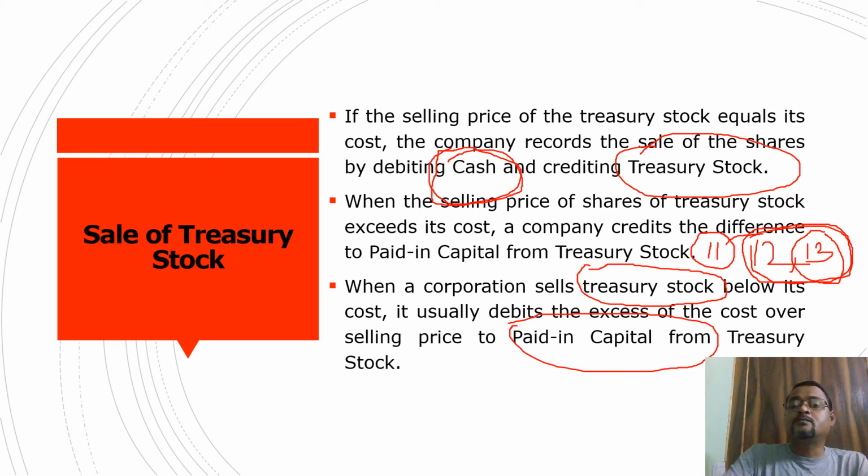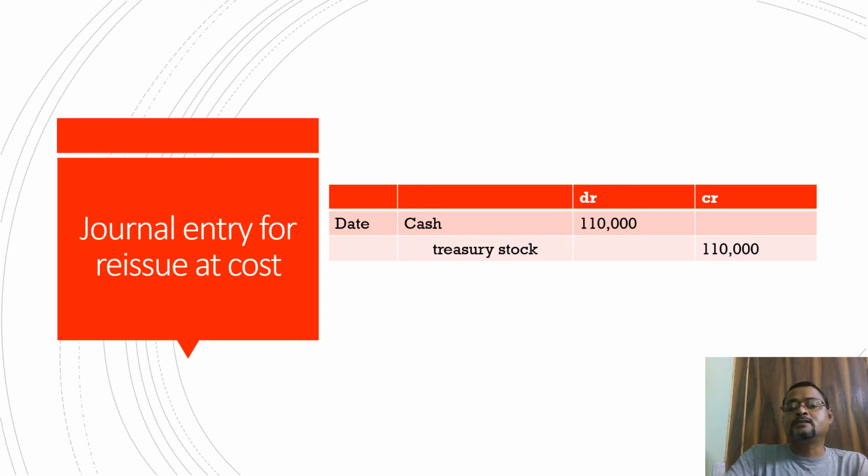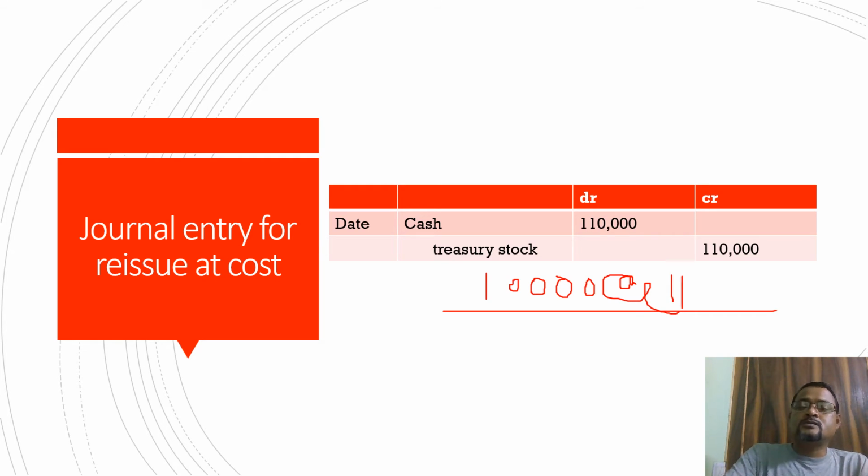Let's see the journal entries for all the three types. Reissued at cost. In the previous example, we have seen that MNC Limited purchased the stock at 11 and is reissuing at 11. So the reissue is exactly at the same price as cost. The journal entries are very simple. Cash account debit, treasury stock 110,000, that is 10,000 shares at the rate of 11. The entry is just reversed. There is no compensating entry, no adjustment for capital loss or profit. So the purchase entry was just reversed for reissue at cost.